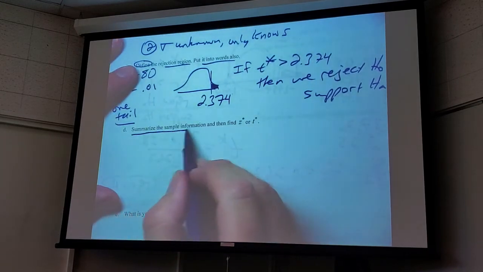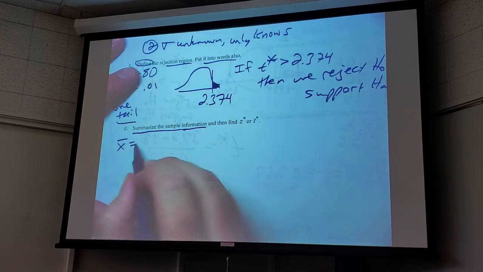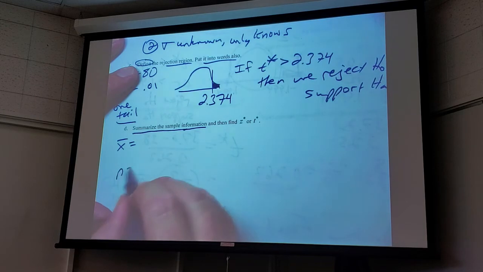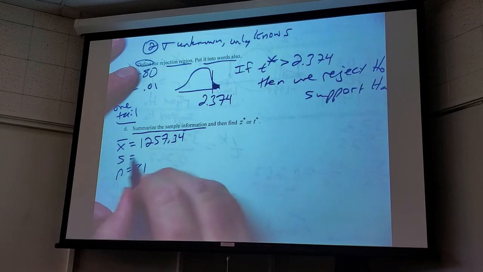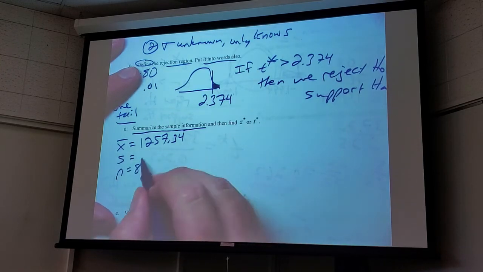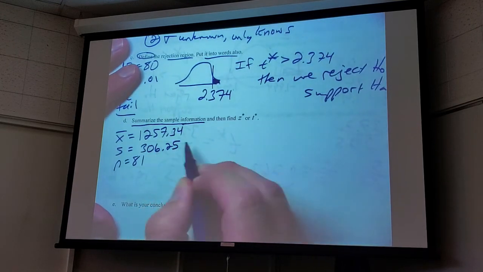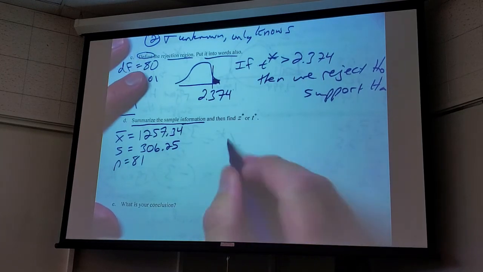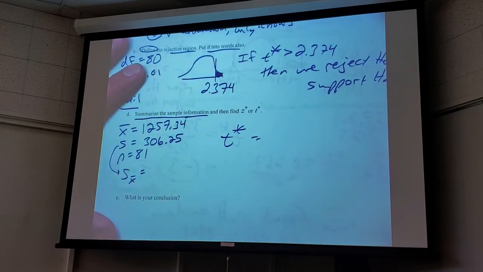Now I say this, if you don't write it all down, you're fine, I just say it to be nice. But what's my X bar? Nope, it's n. 81. X bar is 57.34. What's my S? 3. What did I write over mine? 306.25. And can I make a T-star score now? No, good. Why?